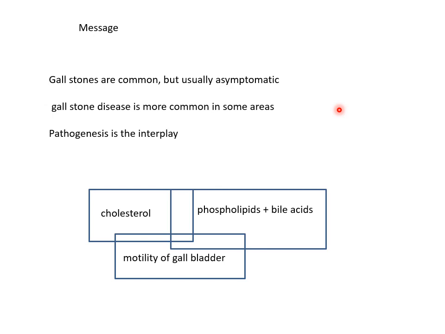Now, gallstone disease is more common in some areas of the world. In the American continent, especially South America, it's very common. India has a moderate incidence, and in India, the northern belt has a high incidence. The pathogenesis is always an interplay. All along we talked about cholesterol, phospholipids, bile acids, but ultimately the motility of the gallbladder also matters.